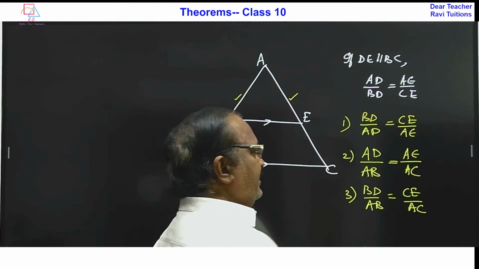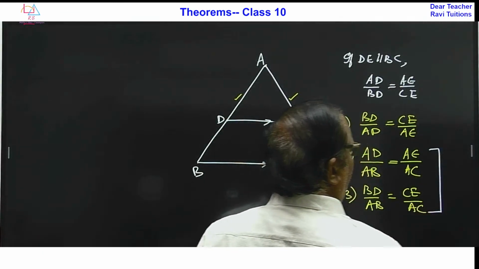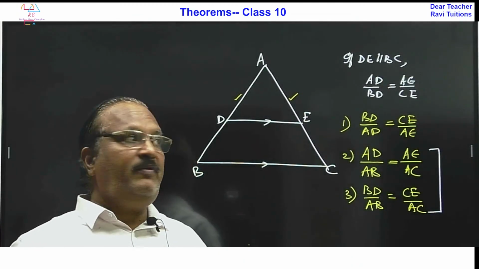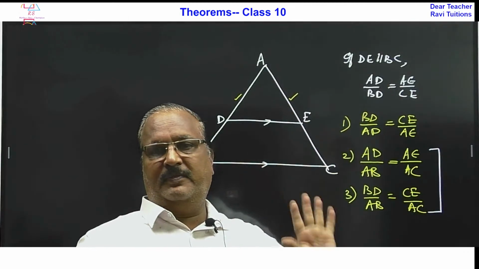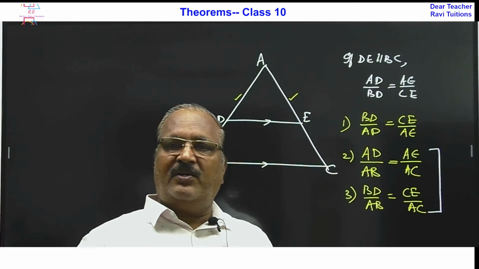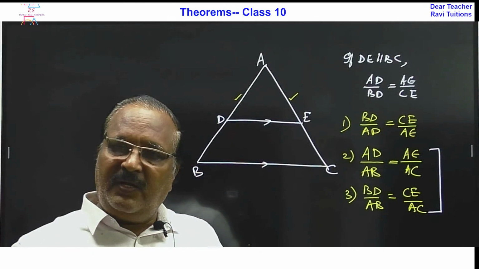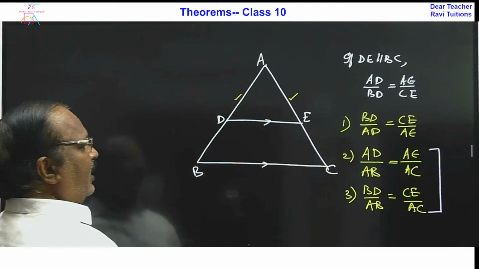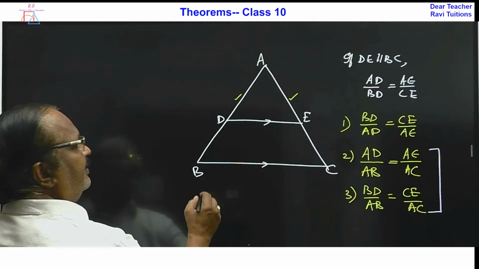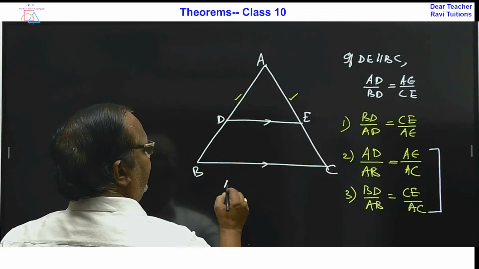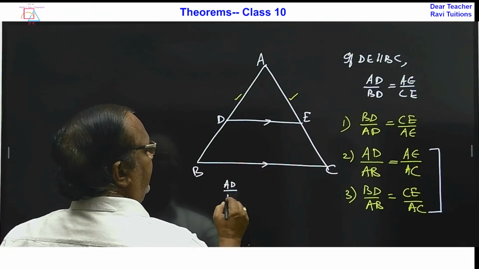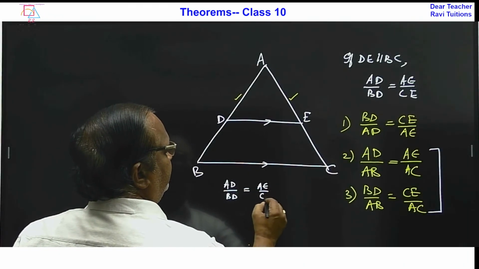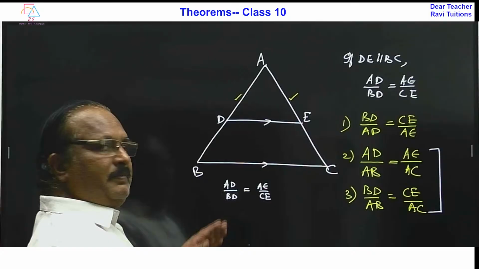So these two things are corollaries. Corollaries means these are the points which come from the main theorem, not the converse. Converse is different; corollaries are different. So now these two are corollaries. How to prove this? You take the main theorem: AD by BD is equal to AE by CE. This is the basic proportionality theorem.